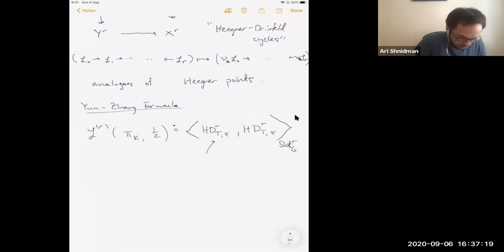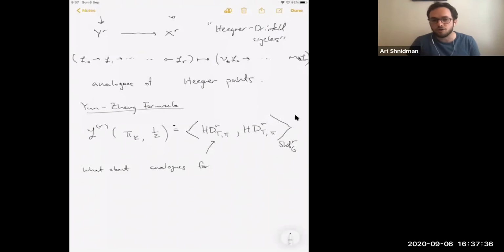My formula comes from the following question: what about analogs? Is there an analog for... Sorry, can you repeat? Pi_k is a representation of what? Of PGL2 over k, the quadratic extension of F. So it's the base change from pi, from F the function field, to k, its quadratic extension.